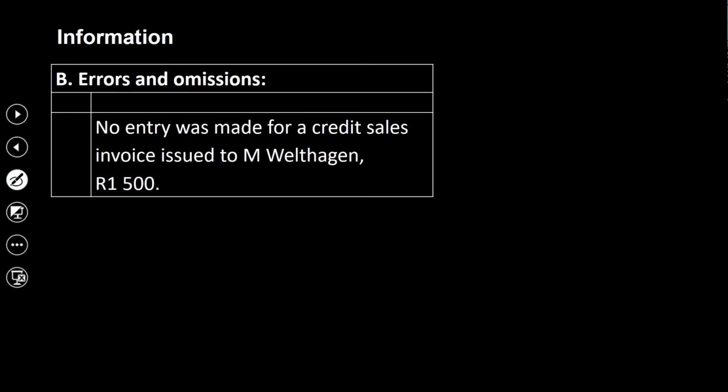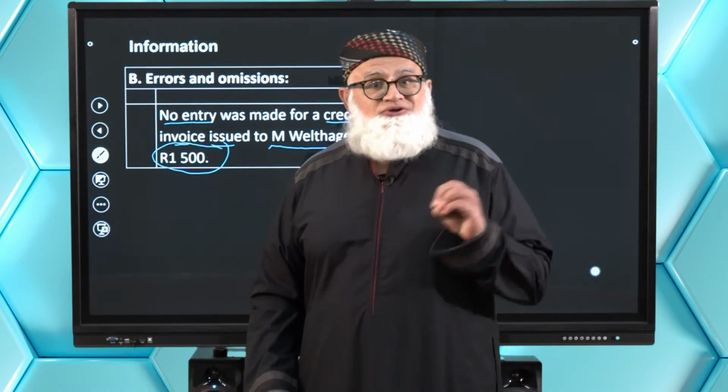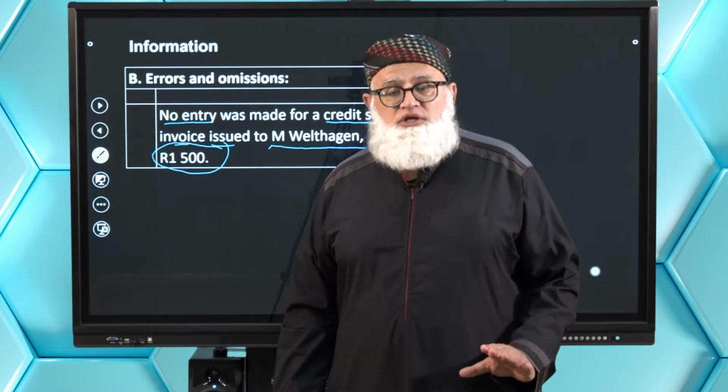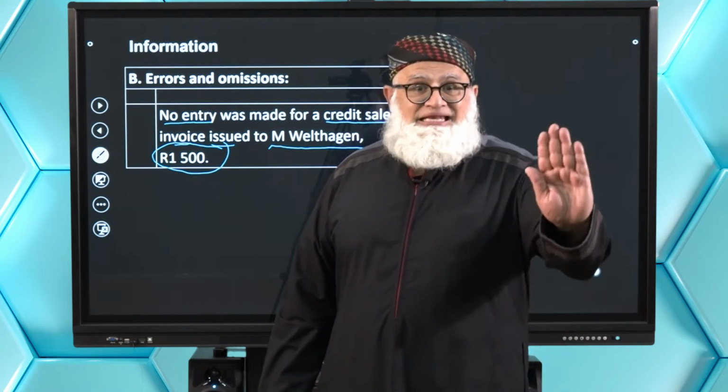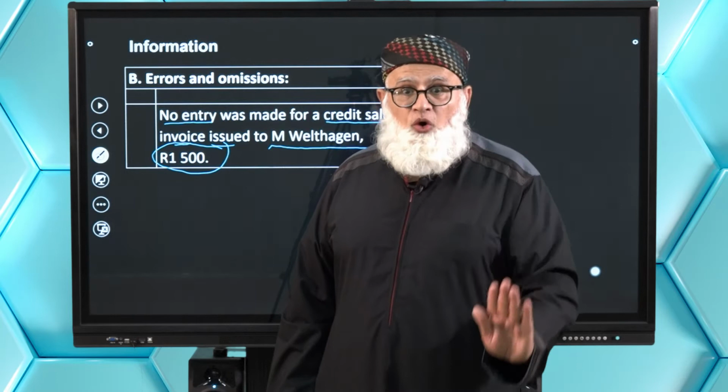No entry was made for a credit sales invoice issued to M. Veldhagen for 1,500. In other words, this transaction was omitted completely. Read, no entry was made for what? For a credit sales invoice. That means the invoice was not recorded at all. So it does not feature in my debtors journal at all.